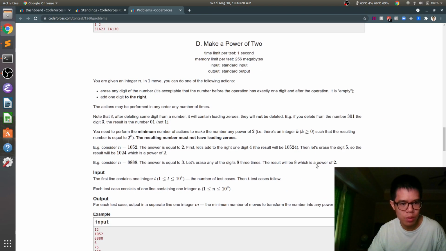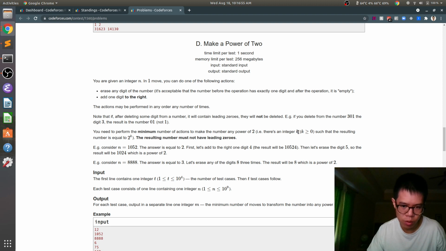Okay, that's problem C. For problem D, we've got a number, and in one move we can do either of the following actions. We can erase any digit of the number, and you can actually make the number completely empty. And another thing you can do is add 1 digit to the right. You can do these in any order, any number of times. Also note that if you delete a digit and it contains leading zeros, they do not get deleted. So if you delete 3 from 301, you end up with 01. And you've got to perform the minimum number of actions to make the number a power of 2.